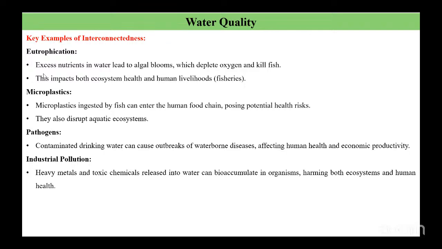So once the water is maintained in proper quality, we can avoid eutrophication. Once we avoid plastics, we can avoid microplastics. We can maintain good aquatic ecosystems, and pathogens also. If good water quality is maintained, fewer pathogens will occur and there will be no health effects. And with industrial pollution, with proper treatment and mitigation measures, water will not be depleted by industries.